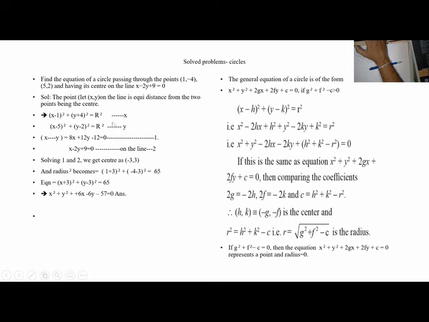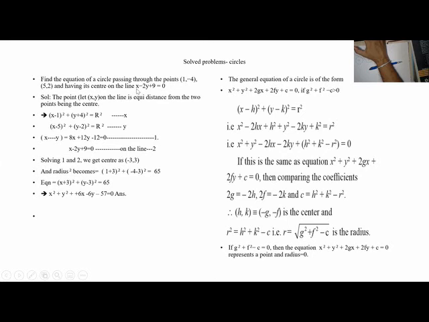Now I have 3 equations. I know from here to here the distance: (x minus 1) whole square plus (y plus 4) whole square is r square. Again (x minus 5) whole square plus (y minus 2) whole square is r square. When I simplify these two, from quadratics I am getting a linear equation: 8x plus 12y minus 12 is equal to 0.